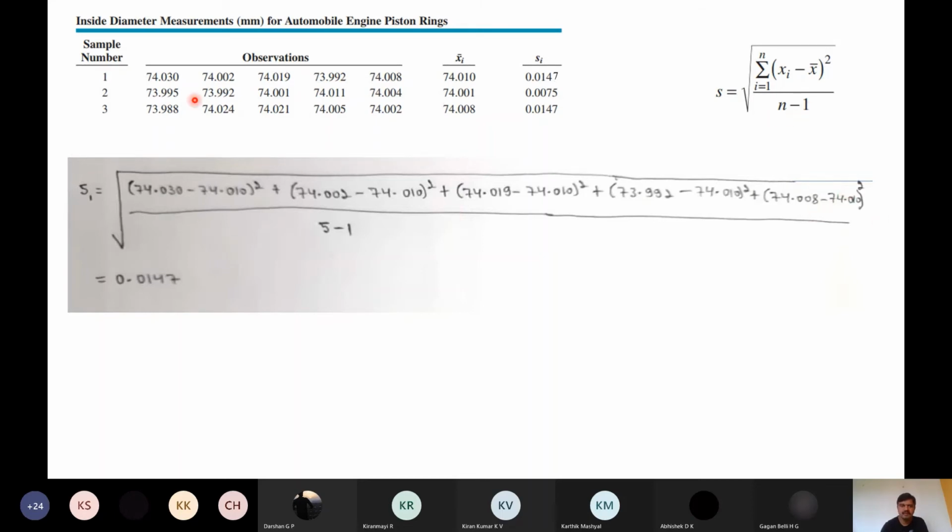Next, n will be 5. Since the sample size is 5, the number of trials you are considering is 5. It is 5 minus 1. Then you will get 0.0147.